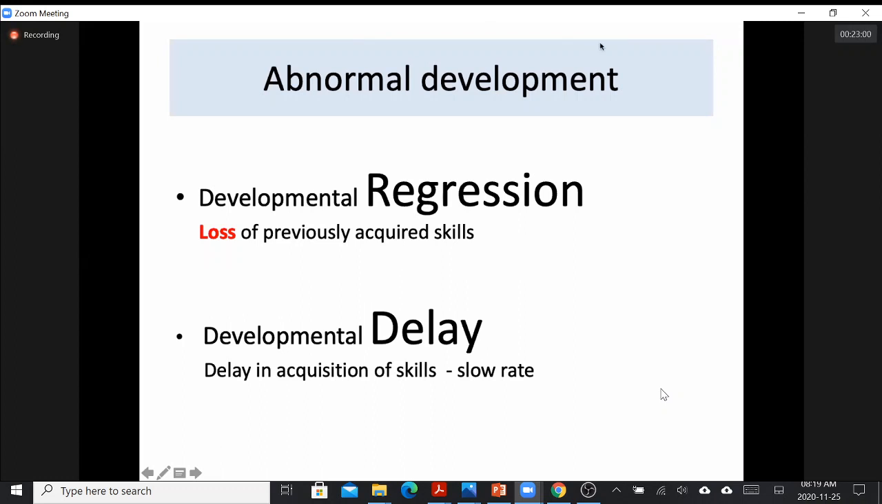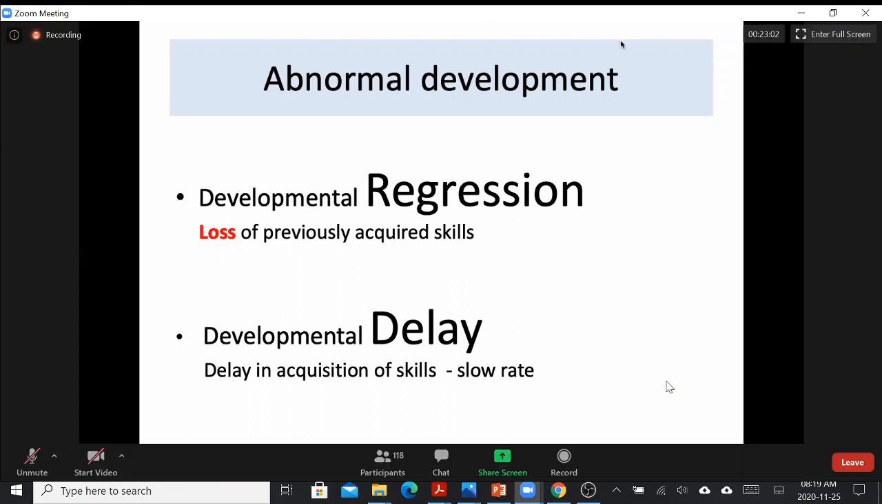Are you all okay with that? You can ask me if it is not clear up to now.